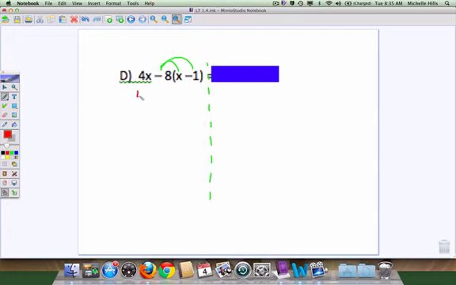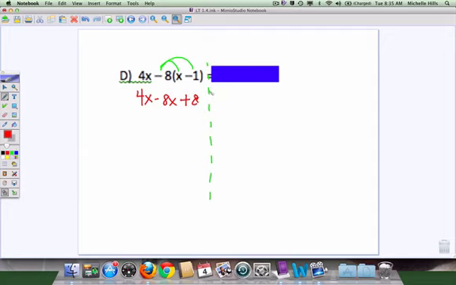The 4x I'm not doing anything with at this point, so it just gets written down in my next step. Negative 8 times a positive 1x is a negative 8x. Instead of writing plus a negative 8x, I'm going to write minus 8x. Negative 8 times a negative 1 is a positive 8, so I write plus 8. Oops. Plus 8.